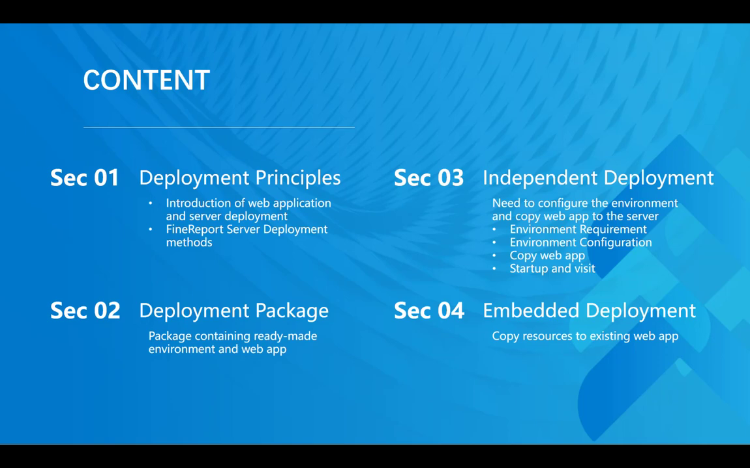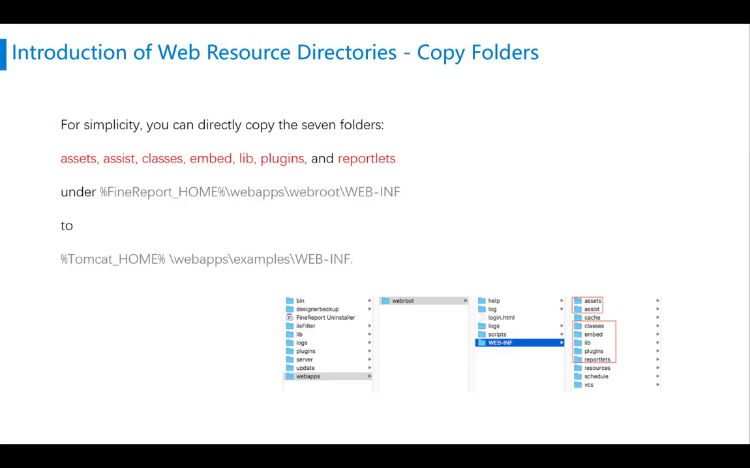Next, we will talk about Section 4, Embedded Deployment, which is to copy resources to an existing web app without any deployment package. There are a couple of different ways of embedded deployment. The first is to directly copy the 7 folders: assets, assist, classes, embed, lib, plugins, and reportlets under FineReport Home, WebApps, WebRoot, WEB-INF, to Tomcat Home, webapps, examples, WEB-INF.